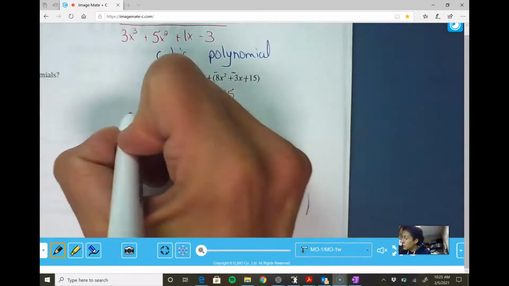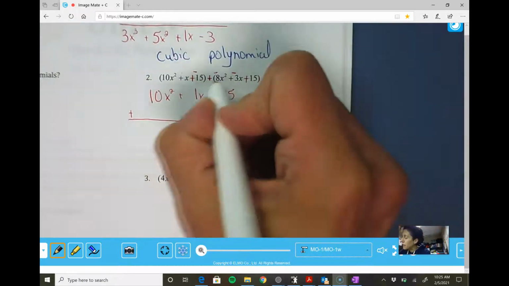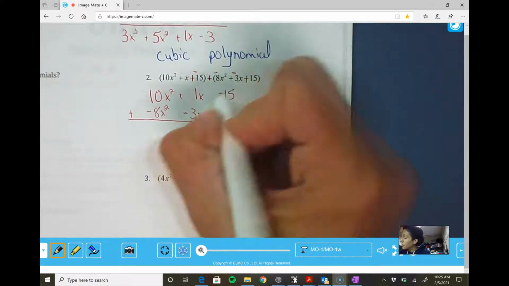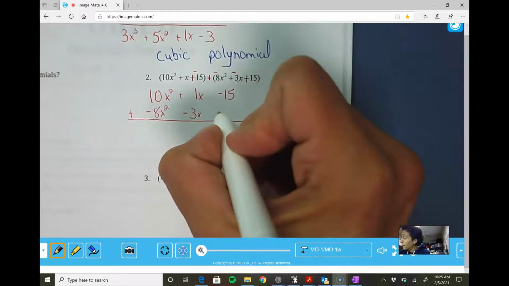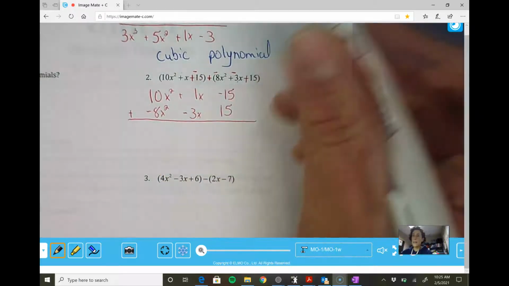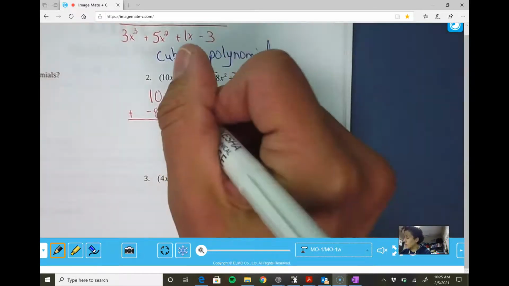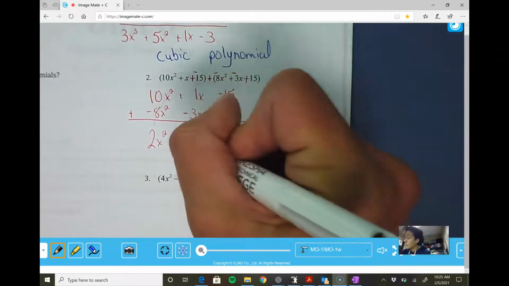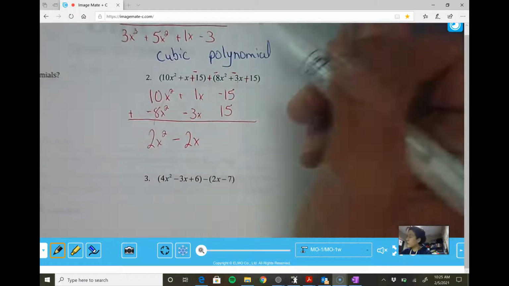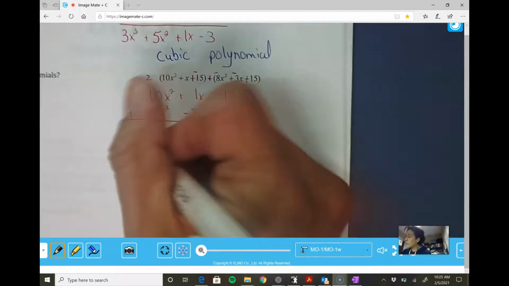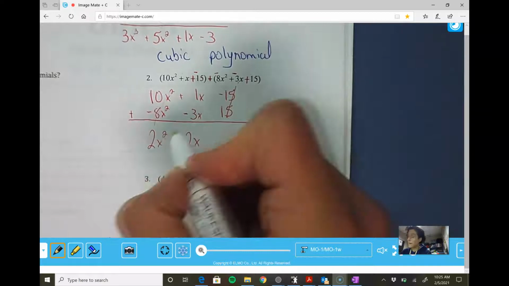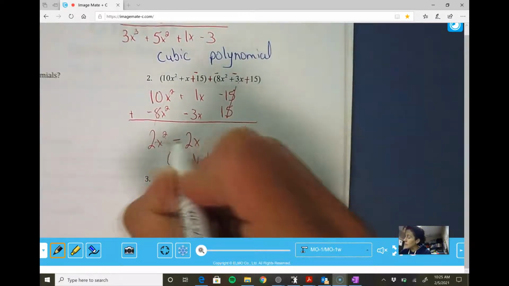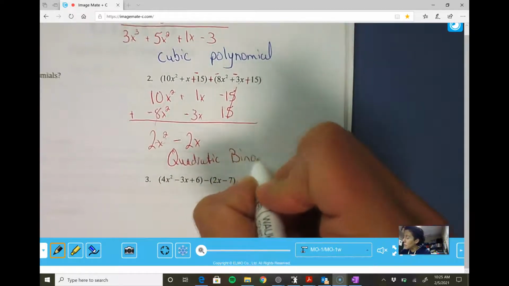And now it's addition, which is to me much better, and I'll put negative 8x squared with that, negative 3x with the 1x, and 15 with the negative 15. And then I can just combine my like terms. So here I get 2x squared. Here I get plus negative 2x minus 2x. It's really up to you. And then these actually just cancel out. So when I'm done, I have what I call a quadratic because of its second exponent. And since there are two terms, it's called a binomial.